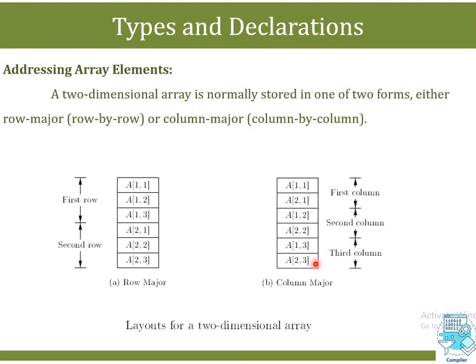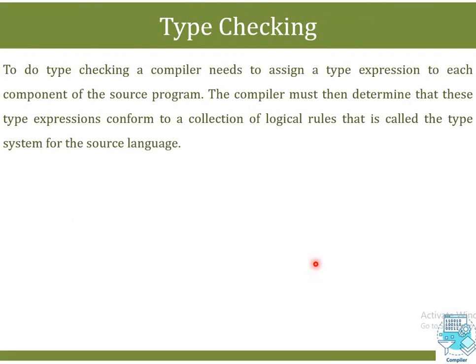Any programming language will choose either row major or column major. Languages like C, C++, and Java follow row major; the elements are stored based on row major. But in a language like Python, the array elements are stored based on column major.